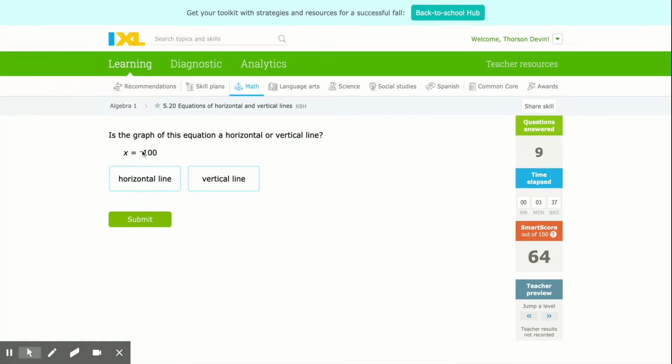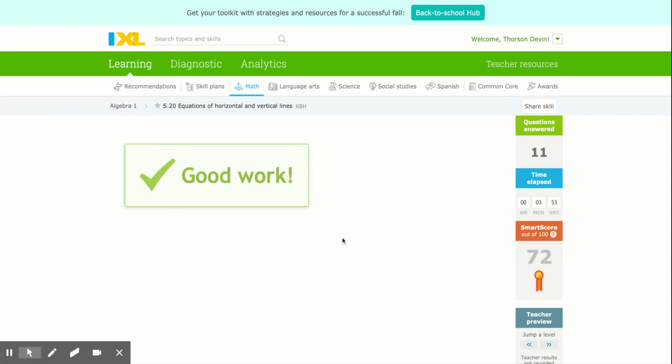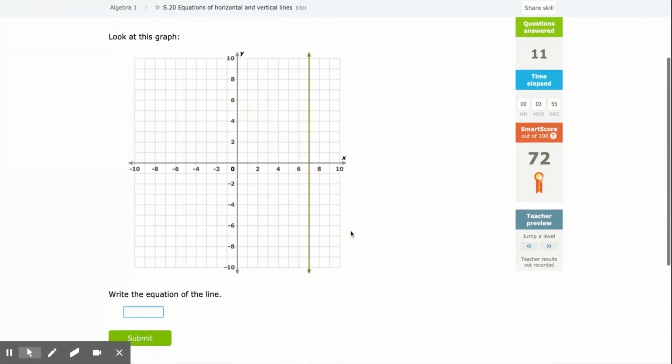Now x, again, if it's x equals, that's going to be vertical. It seems strange, but you're going to go over to -100 on the x-axis, but then you're going to go up and down, up and down. You're not going to move any further to the right or the left. You're going to stay at -100. That makes it vertical.